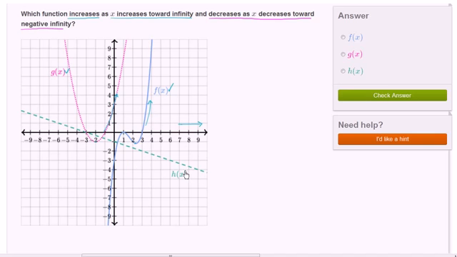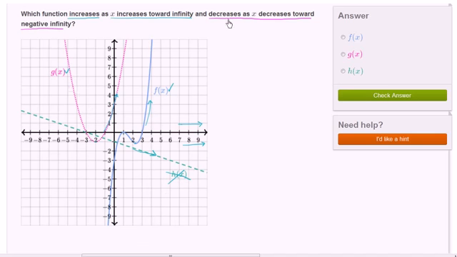Now let's think about h of x. As x moves towards positive infinity, h of x seems to be decreasing, so h of x does not even make the first constraint. So our only two possibilities are now g of x and f of x.